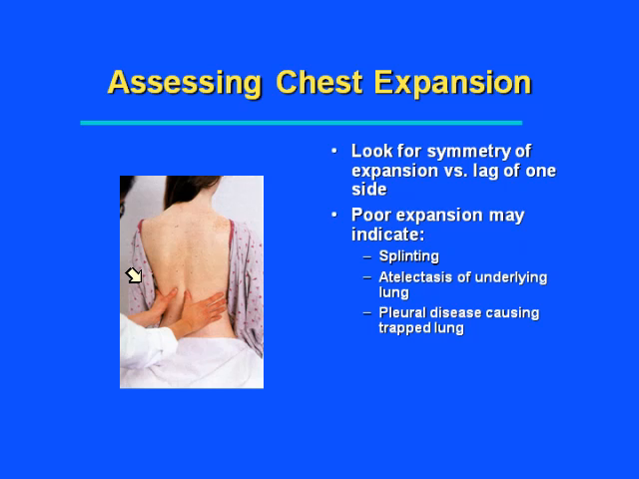Again, I myself find it difficult to pick up any but the most severe abnormalities like this, but you can detect if someone is splinting. You can detect if there is major atelectasis of one lung. You wouldn't likely pick up very subtle changes. Or pleural disease, which could cause a trapped lung in which one side of the chest really does not expand well.